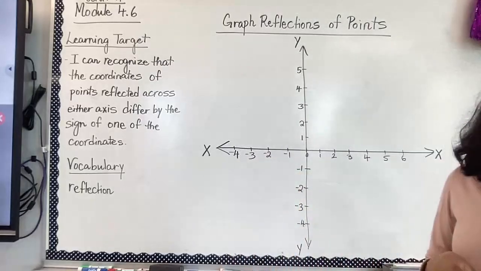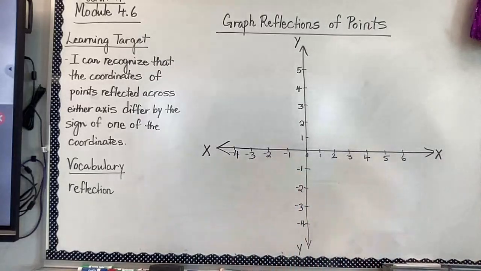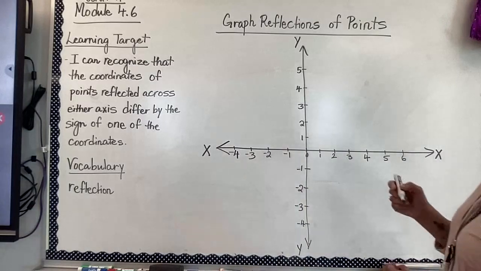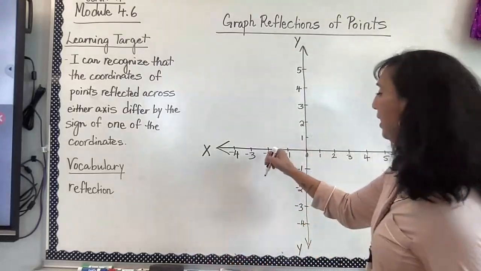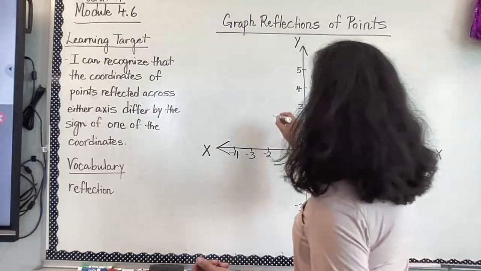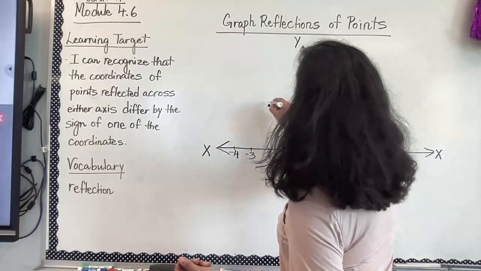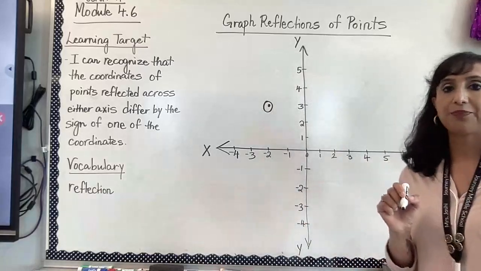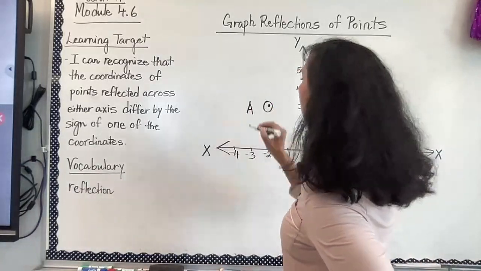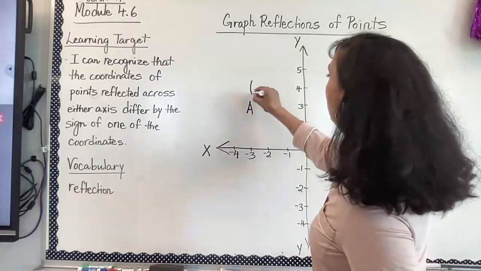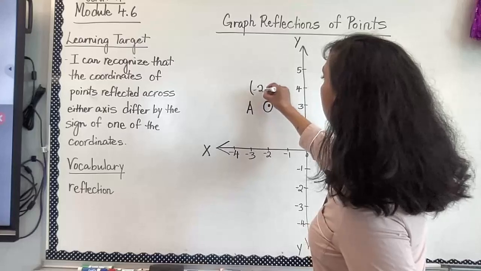All right, so let's say I give you a point and I say -2, 3. So for x, you have -2 and then you have 3 over here. So I'm going to plot it like this. If I have -2, 3, let's call this A, and my ordered pair is -2, 3.